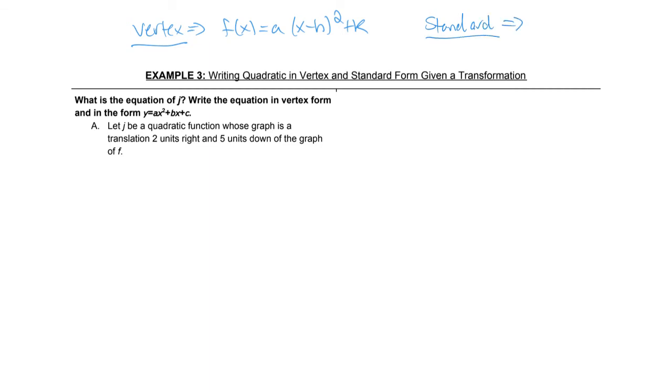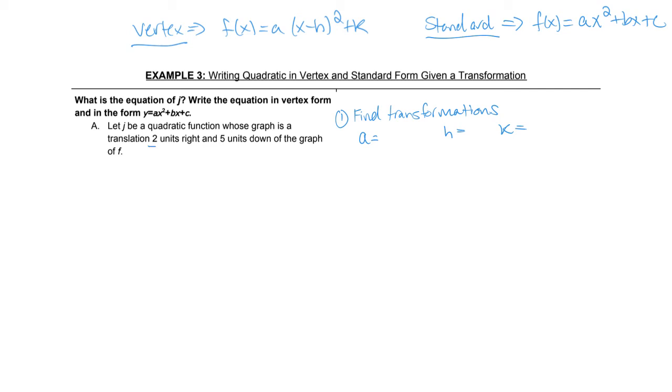Our standard form, you can see they wrote it here, y, but since we're writing functions, we're going to use f of x equals ax squared plus bx plus c. So we want it in an x squared plus something x plus a constant form. To do this, the first step is to find the transformations, so our a, h, and k.